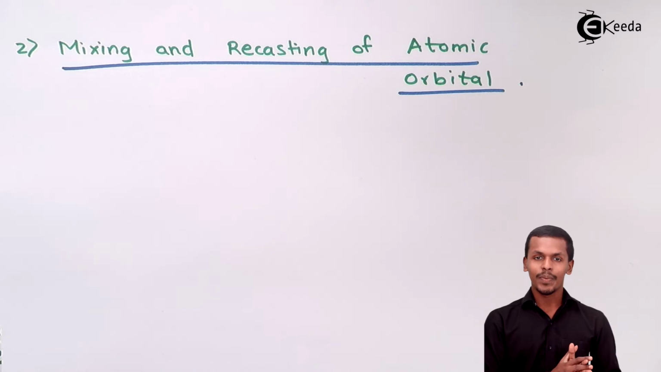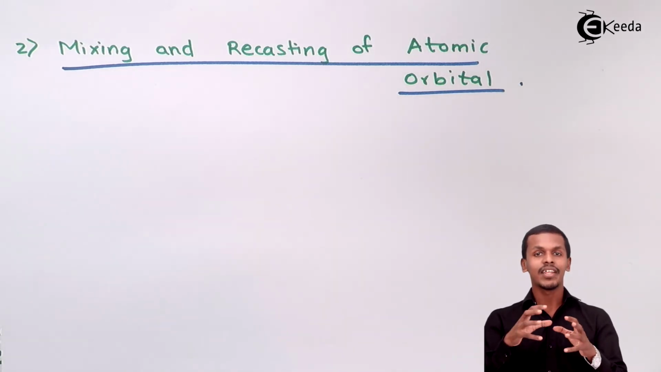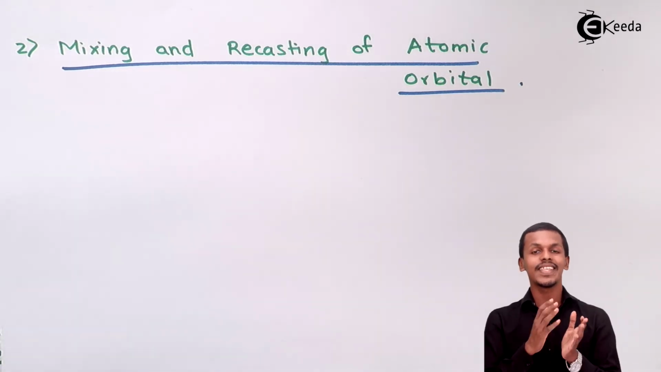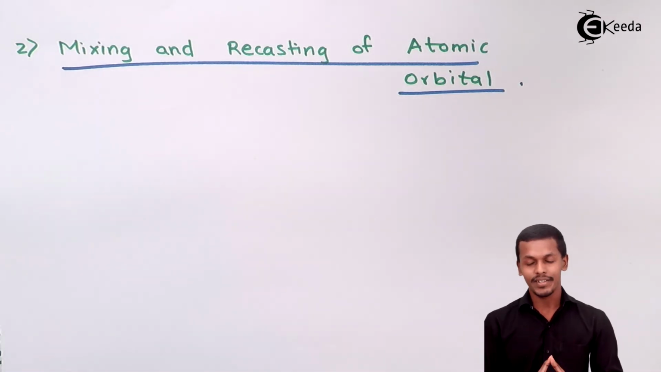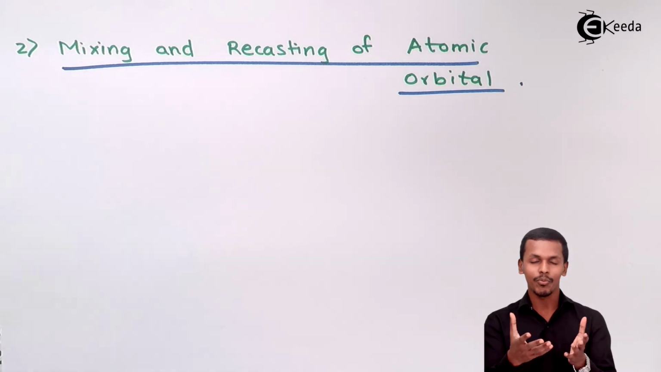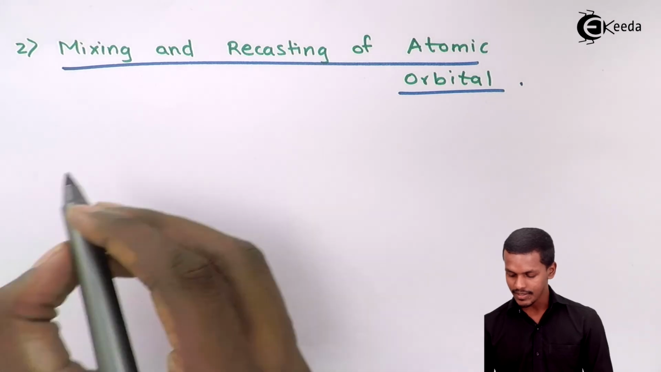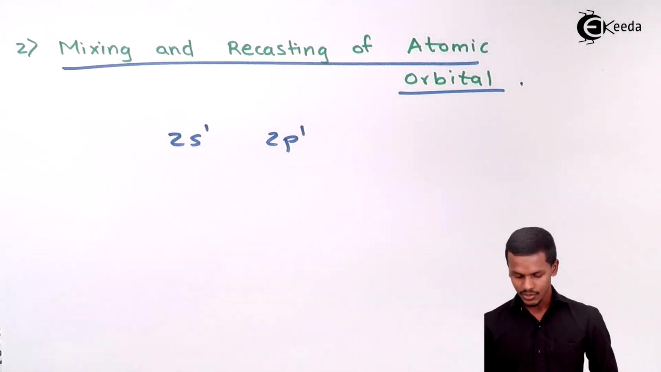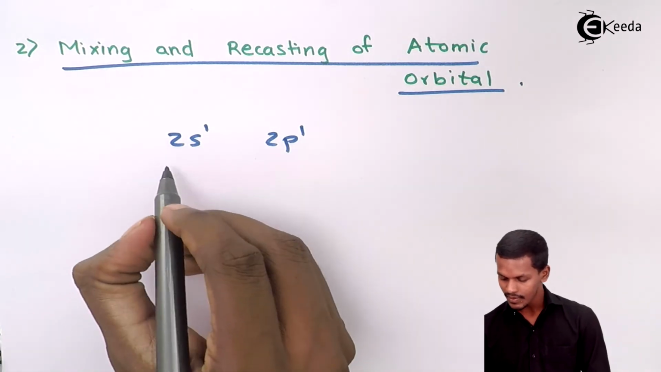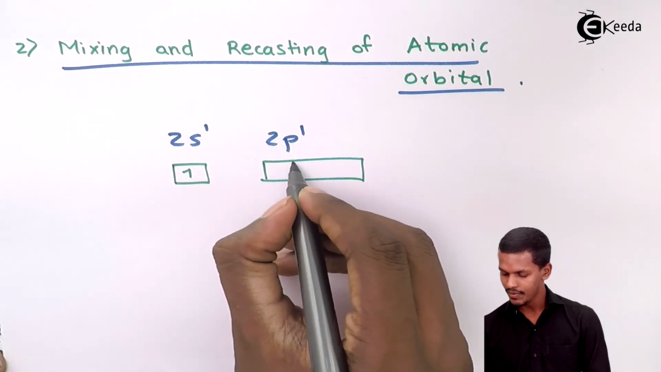The electrons occupying the 2s orbital and the 2p orbital are unpaired, that is, one electron in 2s and one electron in 2p. Now they will mix with each other so as to form the same number of respective hybrid orbitals. So what is that? Hybrid atomic orbital. Whenever the 2s orbital, suppose 2s1, and this is 2p1, each consists of one electron.